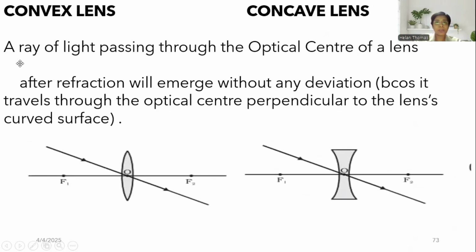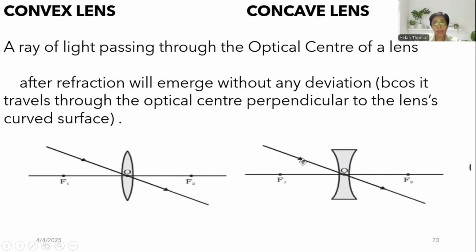The ray of light which passes through the optical center of the lens will not have any deviation after refraction. It will continue in the same path. We discussed this because it travels through the optical center, which is perpendicular to the curved surface of the lens. See, this is the curved surface of the lens in the case of the convex lens. The optical center of the lens is perpendicular to the curved surface of the lens, and that is why refraction does not happen for the light ray passing through the optical center.